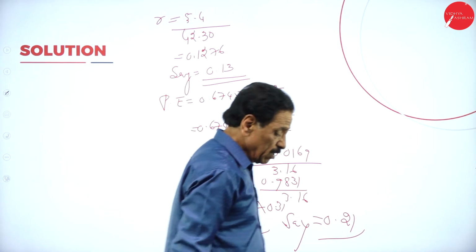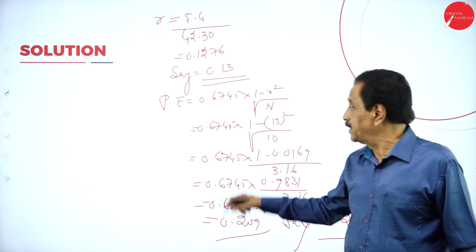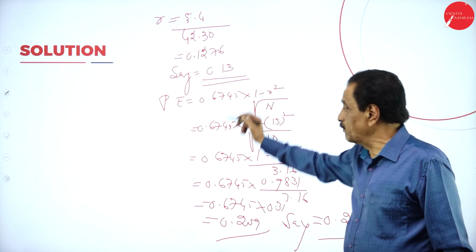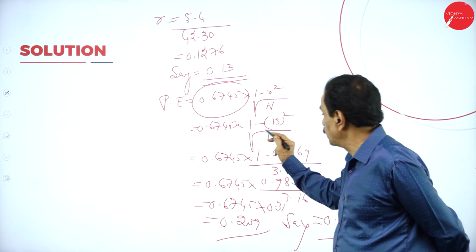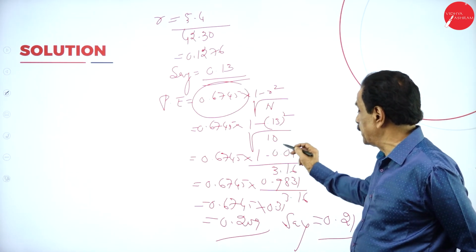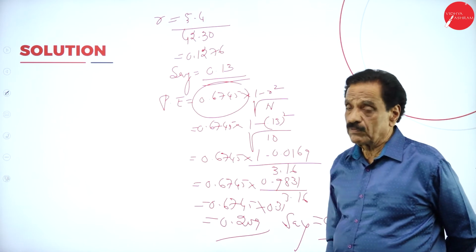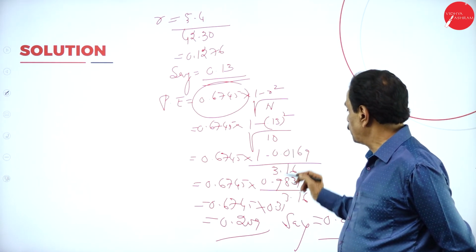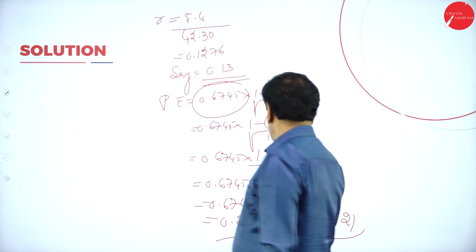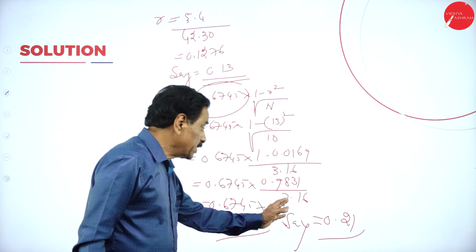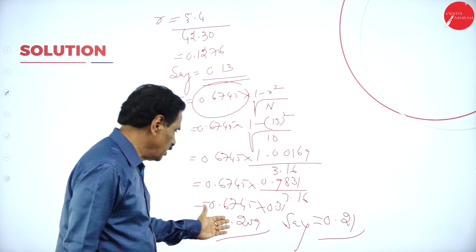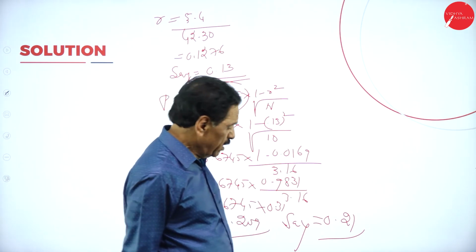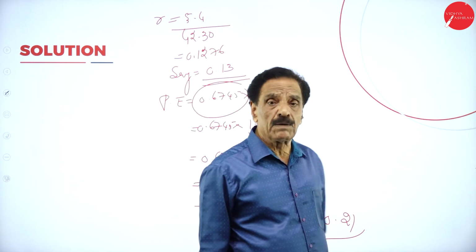I think you follow. In the last problem also we did the same thing. It's a probable error. This is a constant, 1 minus r square, 1 minus 0.13 whole square, divided by root of 10, which is 3.16. 0.0169 gives 0.9831 divided by 3.16, which is 0.31, and into 0.6745 gives 0.209, say 0.21. Here we got certain properties.